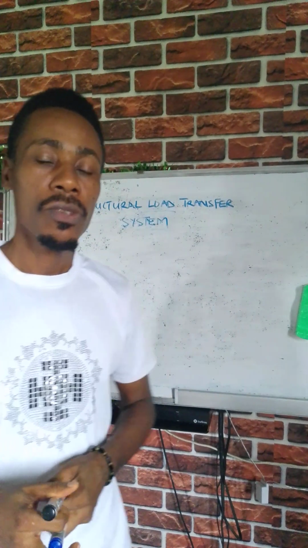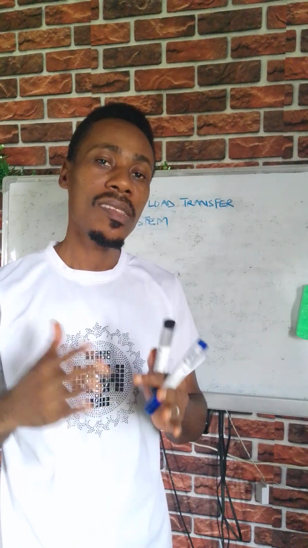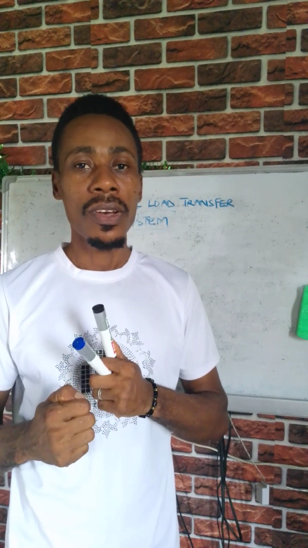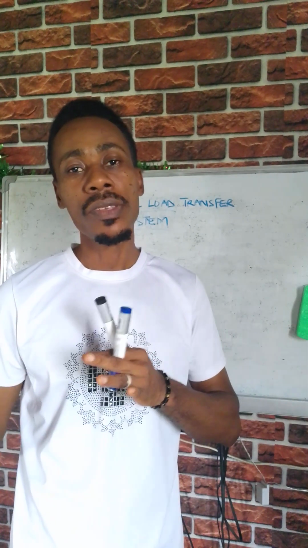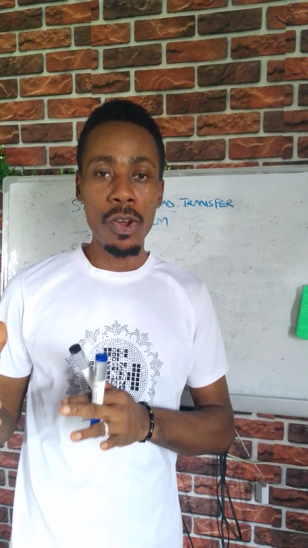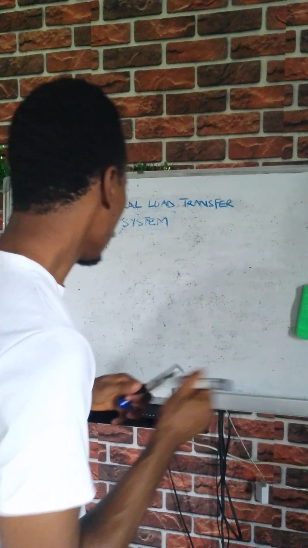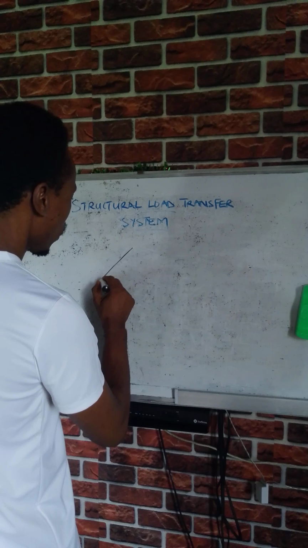Now, when we talk about load transfer system, we are looking at how this load is being transferred from one structural component to another. Okay, because for a structure to be monolithic, it means that the whole of these structural components are interconnected rigidly. Because what happens is that once a particular component gets the load, it transfers it to the other component. So for example, we have a structure in this format.